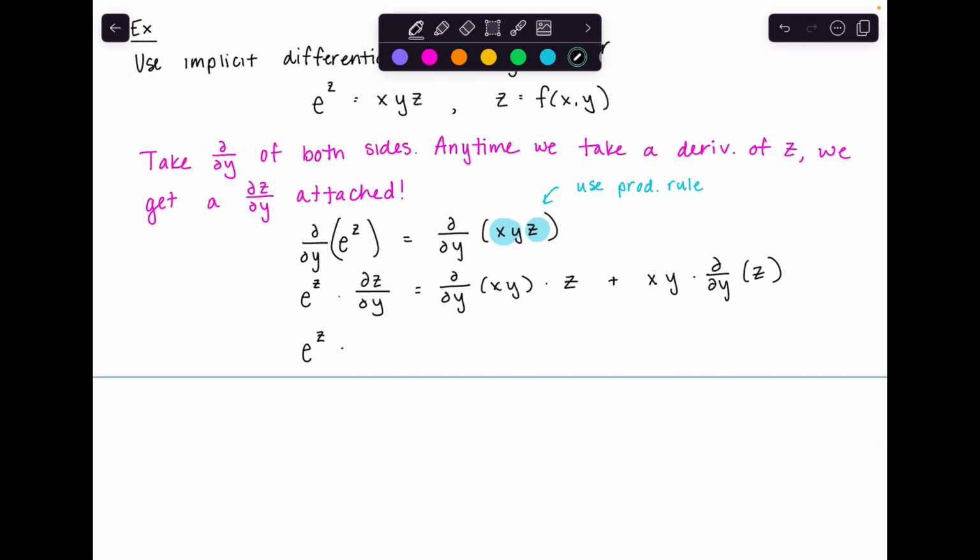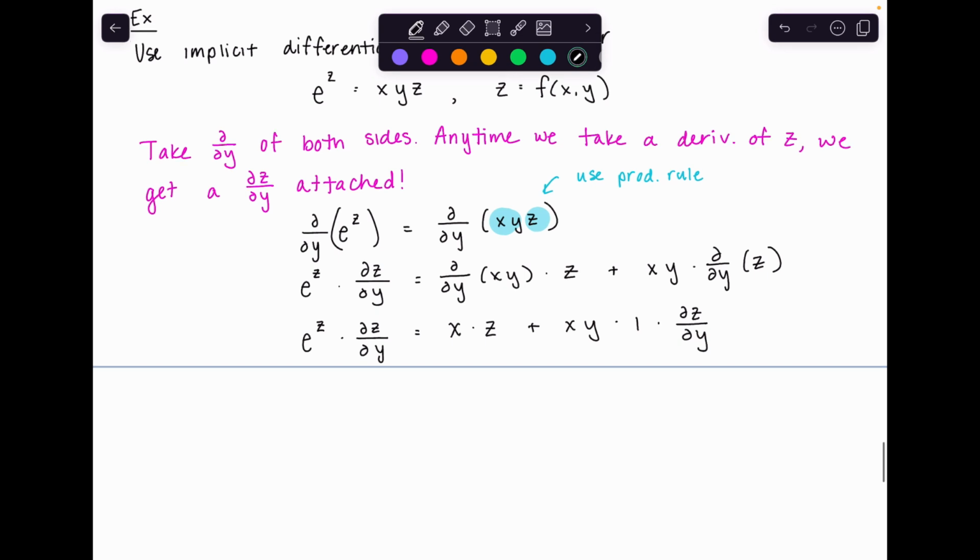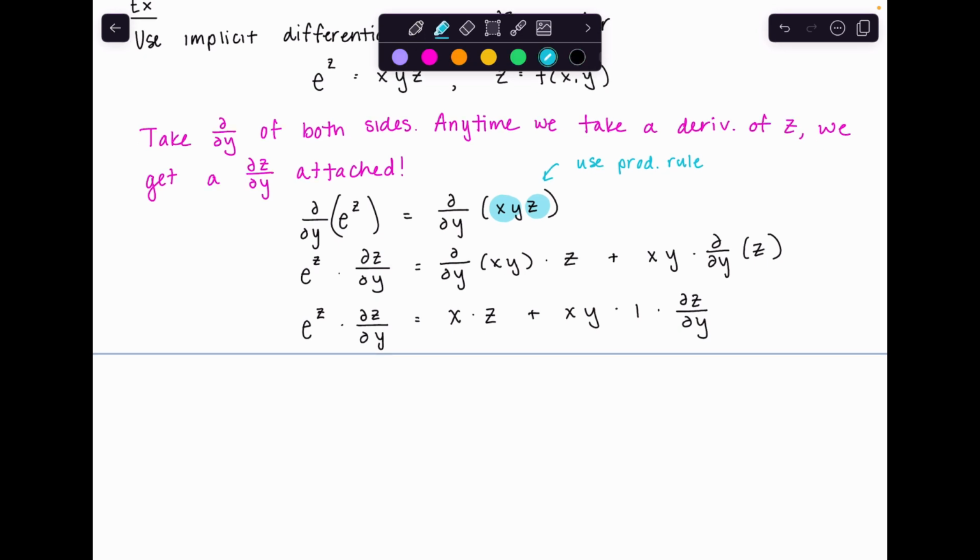So here we get e to the z, partial of z with respect to y. And then when I take the derivative of this with respect to y, we just get x. Because I don't need a partial of y with respect to y, that's just 1. So this is really x times z. And here we have x times y. Derivative of z is 1. And then again, that chain rule, we get that partial attached. Okay? And your whole goal is to find this partial.